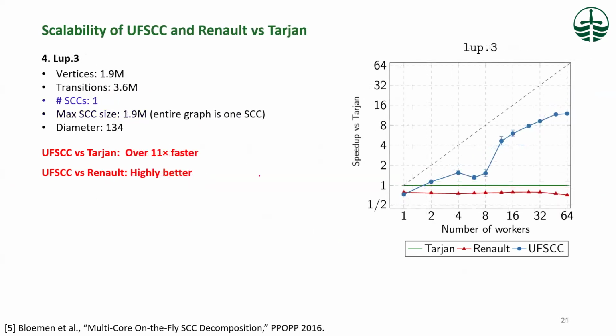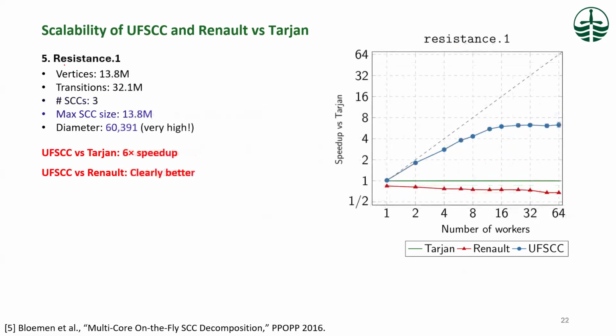Let's go for the next one. This is another graph, the lab graph. In this one we have only one SCC, and the entire graph is one SCC. So in that case, UFSCC versus Tarjan is 11 times faster, and UFSCC versus Renault still worked better. I think that's all that is noticeable for this graph. Let's go for the next one.